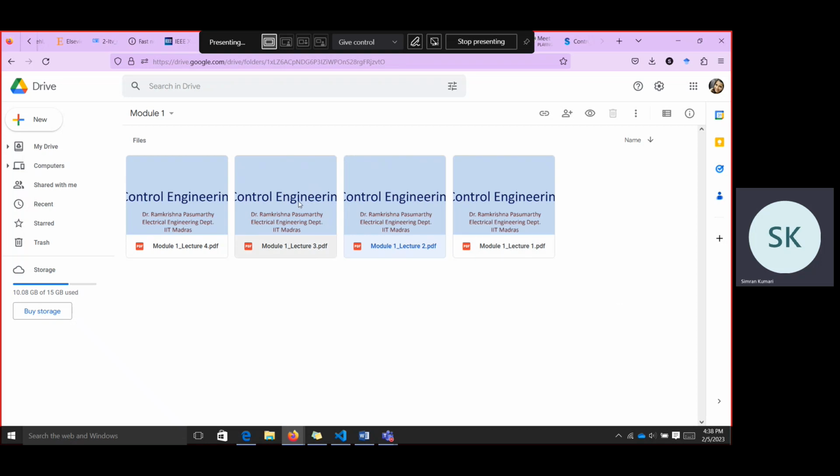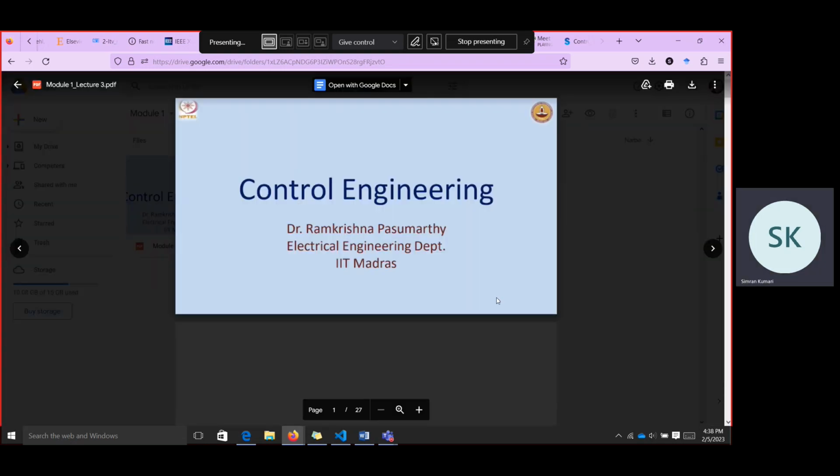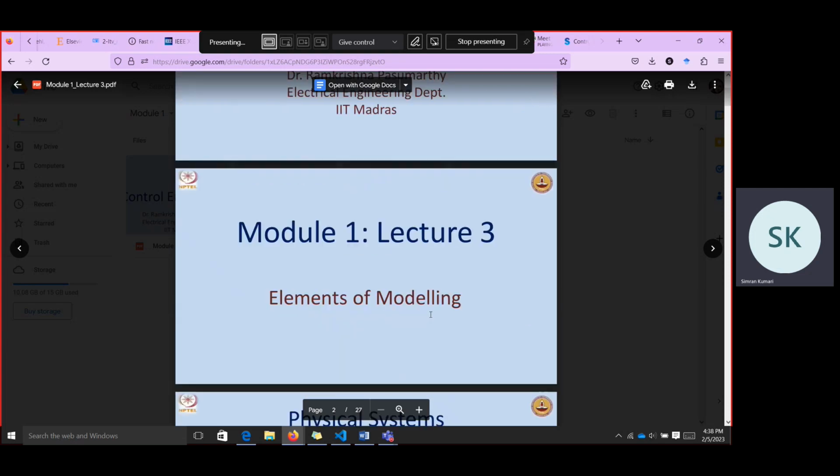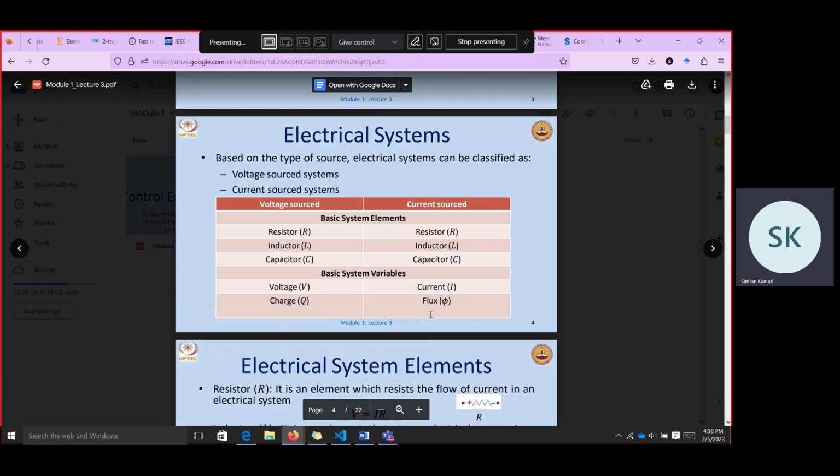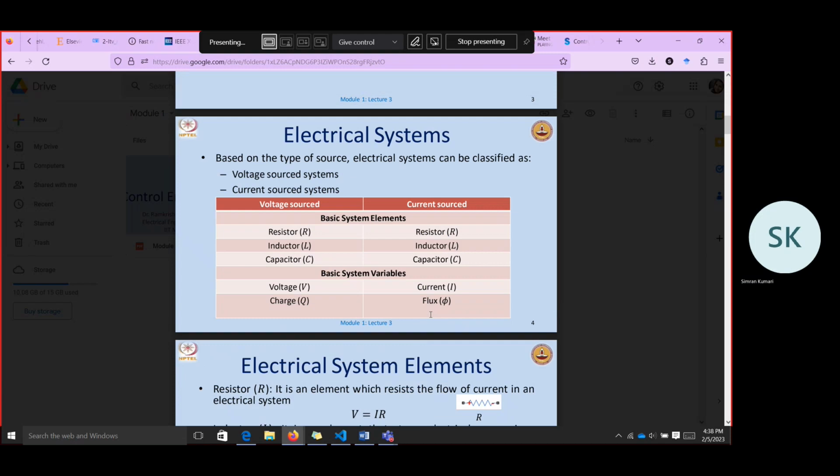And then in the third lecture, the different elements and the dynamics of the different elements have been discussed for electrical systems and mechanical systems, like resistor, inductor, and capacitor. For mechanical systems, the damper, mass, and spring, how these elements behave, that has been discussed.